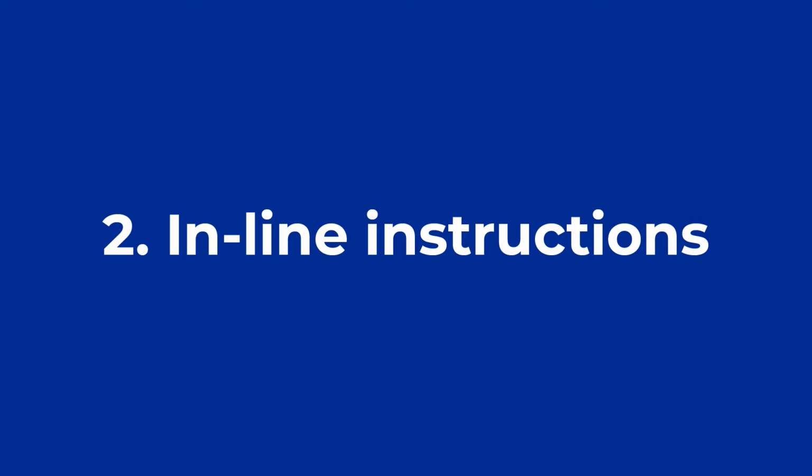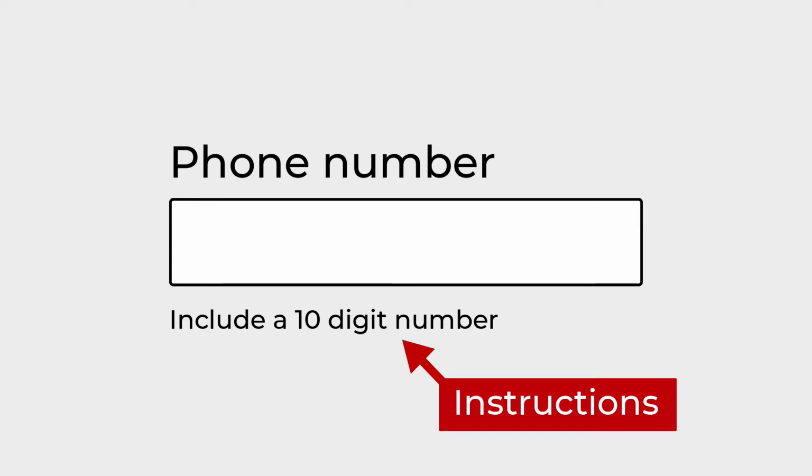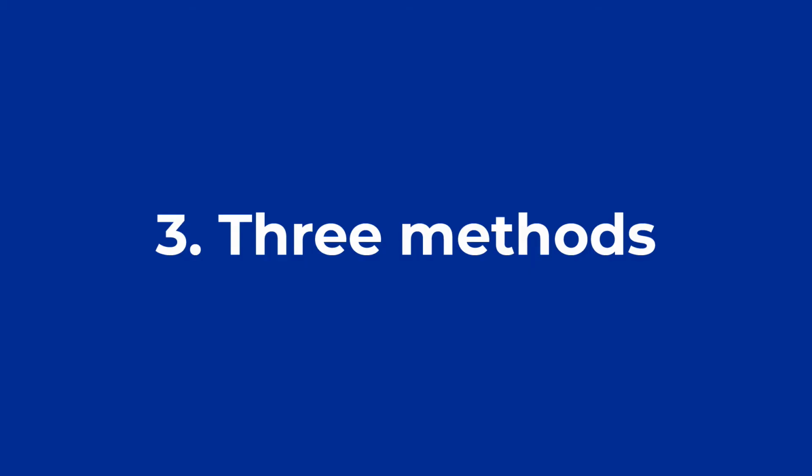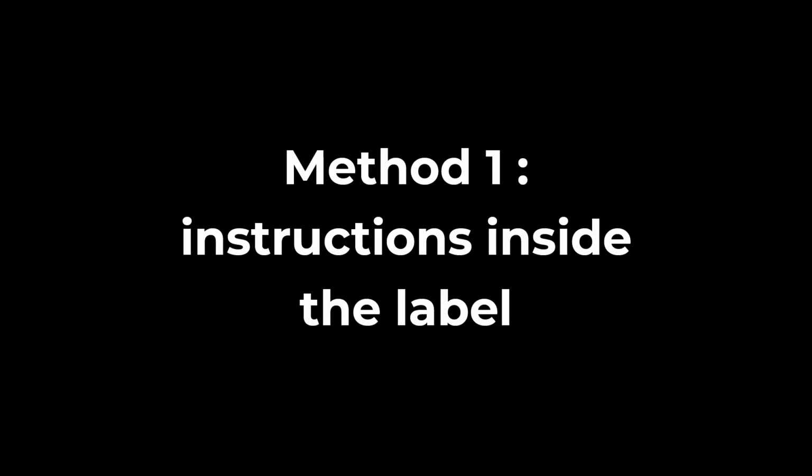with the label content. In this example, if the instructions were programmatically associated with the form control, the input would be announced as include a 10-digit number. Section 3, 3 methods. There are 3 different methods that can be used to programmatically associate instructions with their relevant form fields. Method 1, instructions inside the label.